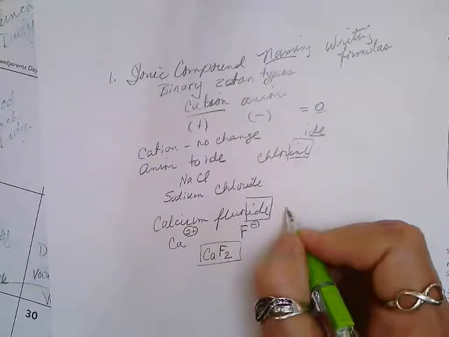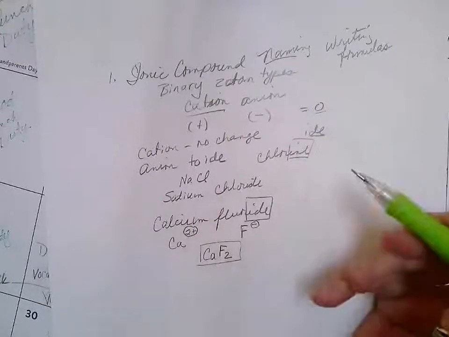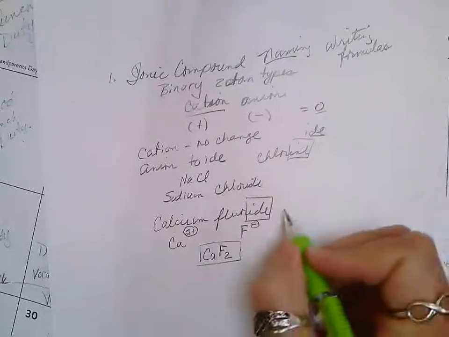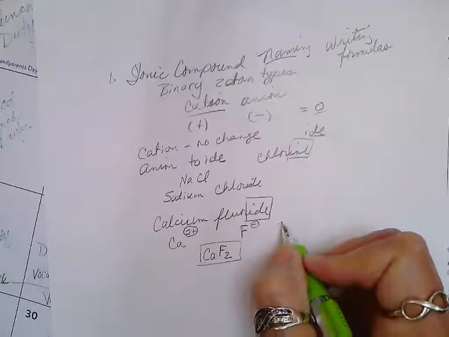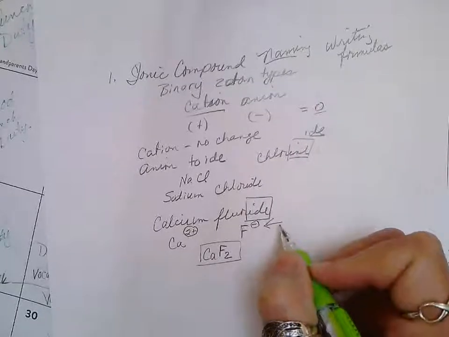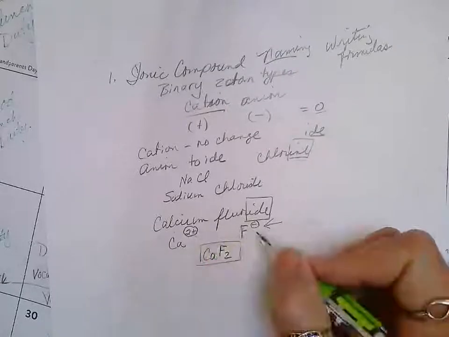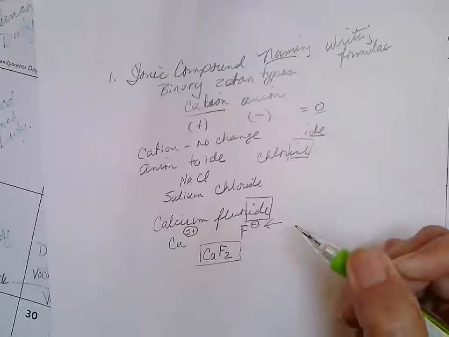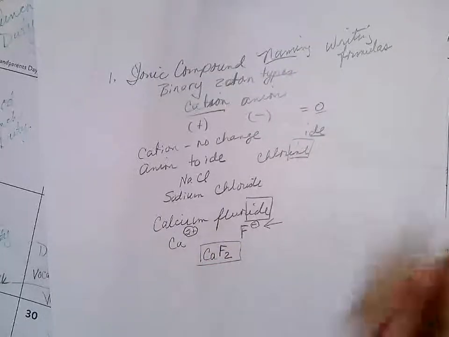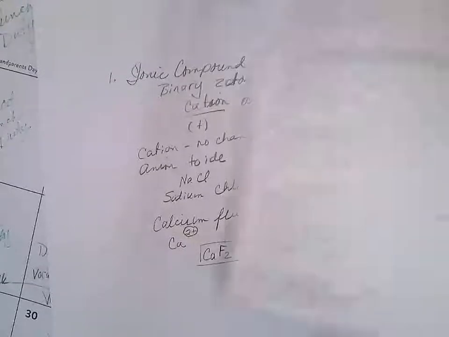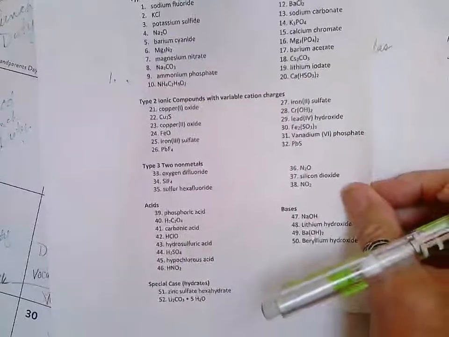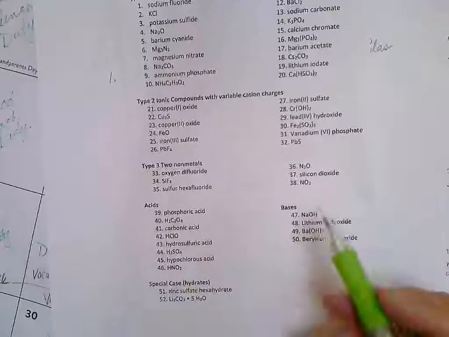When writing these, or trying to write a formula from a name, I strongly urge you to write out the 2 ions involved and then figure out how many you need of each before you go on. So we will talk about this a lot in class too, so don't worry if it doesn't seem very clear right now.